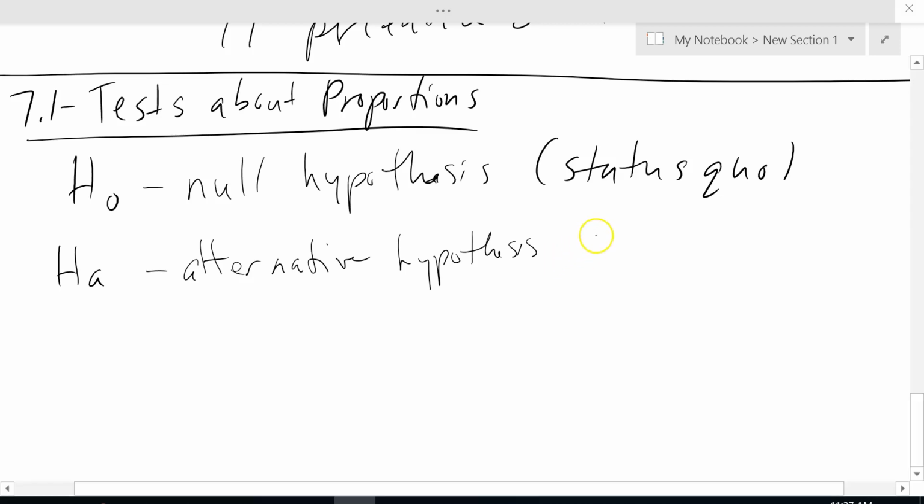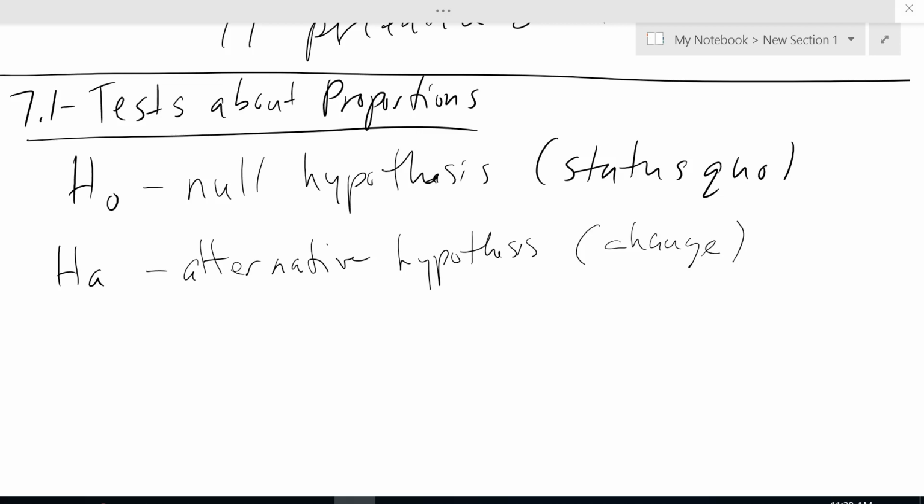It's an alternative. I'll call it the change hypothesis, for lack of a better word. It's the non-status quo hypothesis. Was there a change from the status quo? Status quo is what's going on now, or what's assumed to be going on now, or what we've done in our manufacturing in the past. The alternative hypothesis asks: is the status quo true, or has the status quo changed? Is it different than what it was before? Okay?